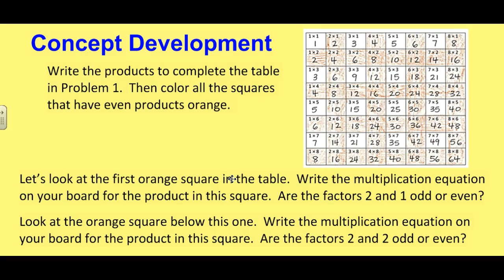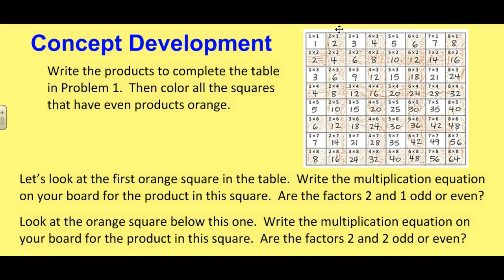Okay, let's look at the first orange square in the table. We are looking right here at 2 times 1, and it is equal to 2. I want you to write 2 times 1 on your board. And then I want you to ask yourself, are the factors 2 and 1 odd or even? Are those factors odd or are they even?